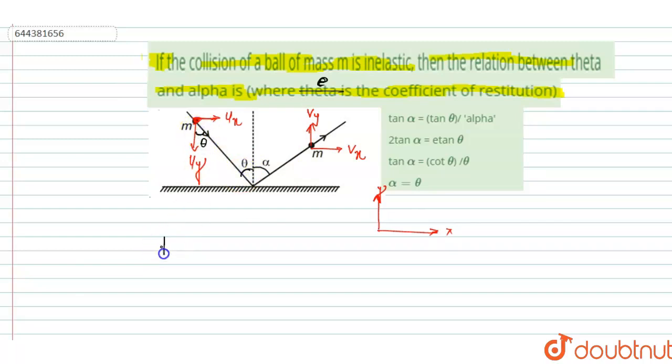Then the value of tan theta is equal to ux upon uy. And in this triangle, this is vx, and this angle is alpha, that means tan alpha is equal to vx upon vy.